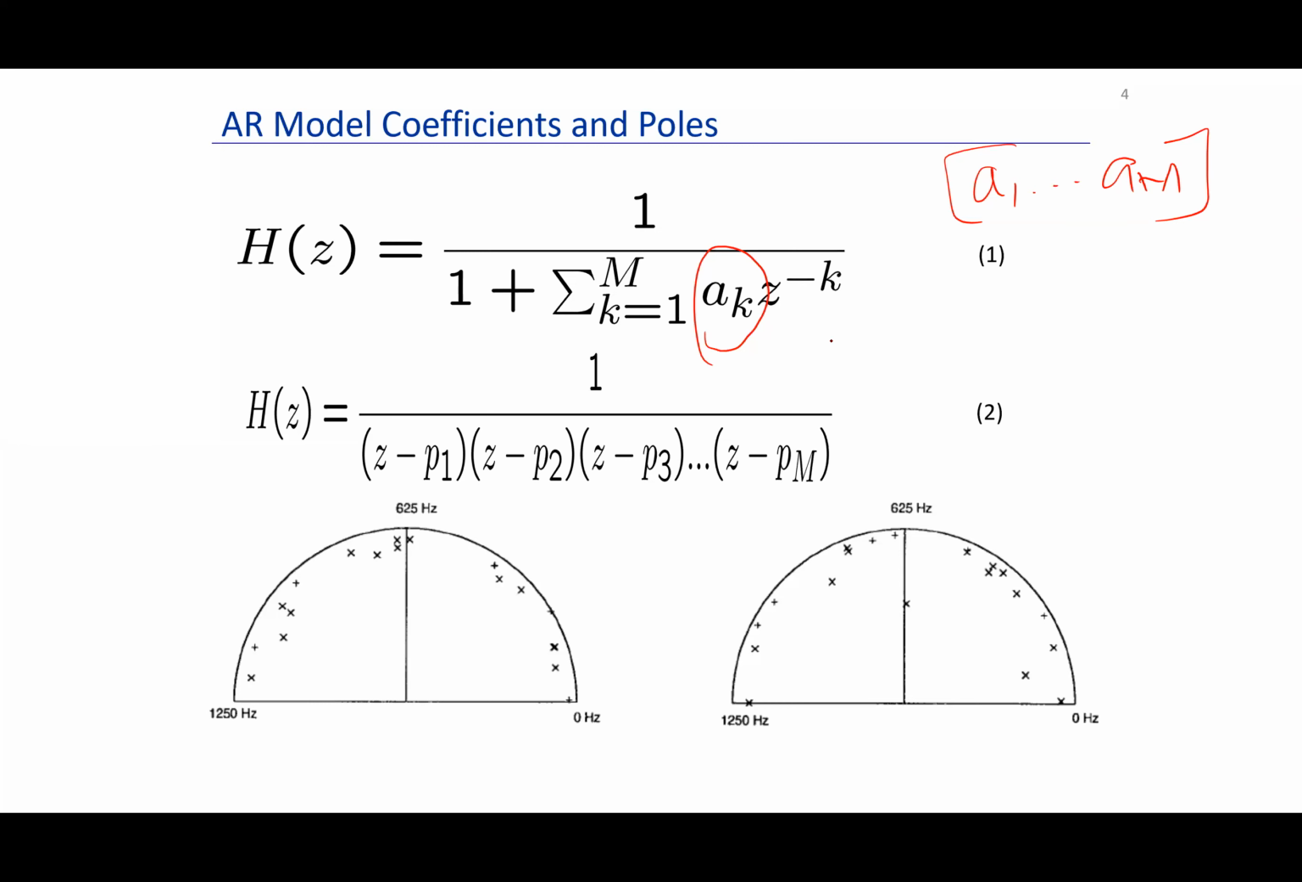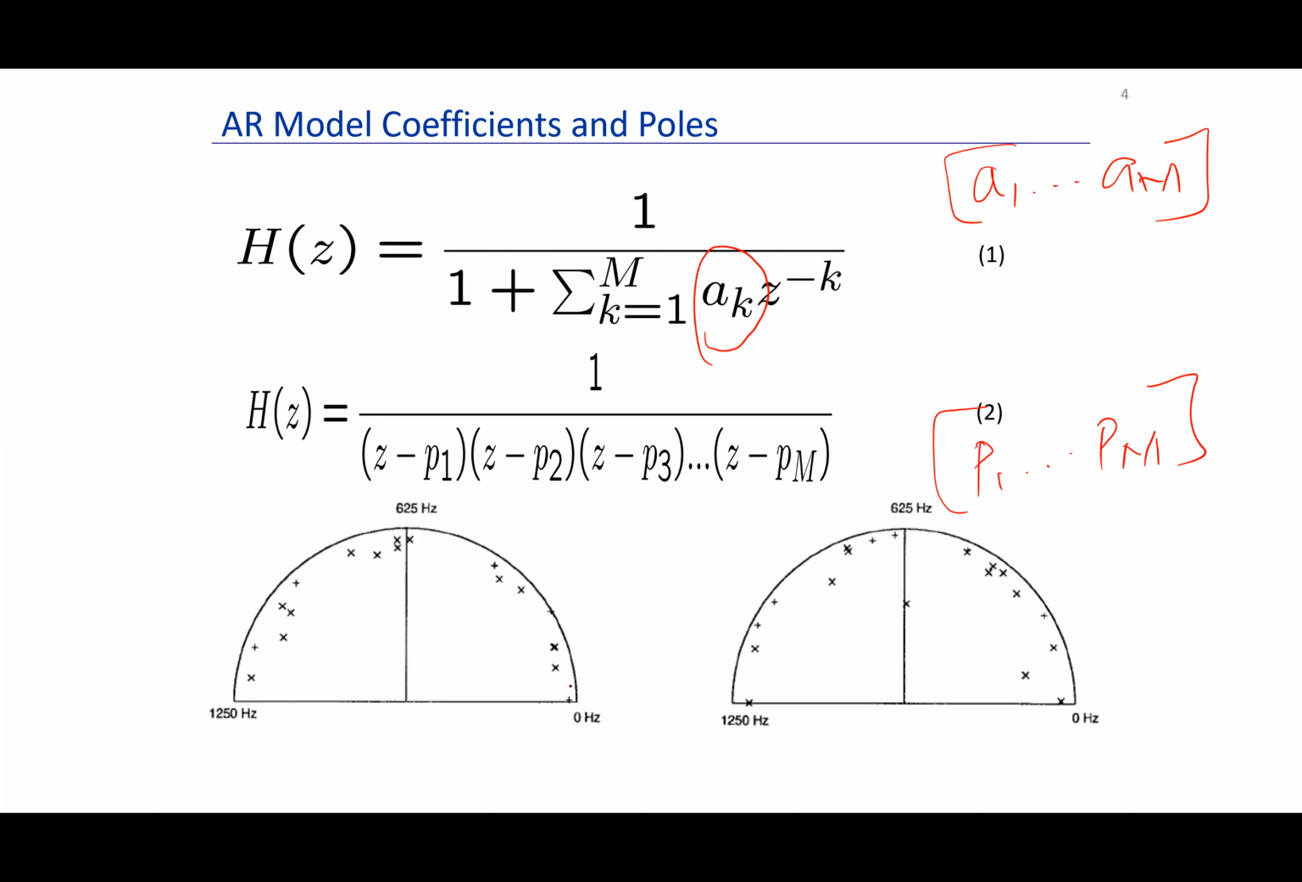Now, the denominator in equation 1 could be factorized into poles. So we also have M poles in the system, p1 to pM. The good thing about the poles, as compared to the autoregressive model coefficients, is that though both convey the same information, the poles can be plotted in the pole-zero diagram. So what you are seeing here is a pole diagram, because we don't have zeros in the system. It's just an all-pole diagram.